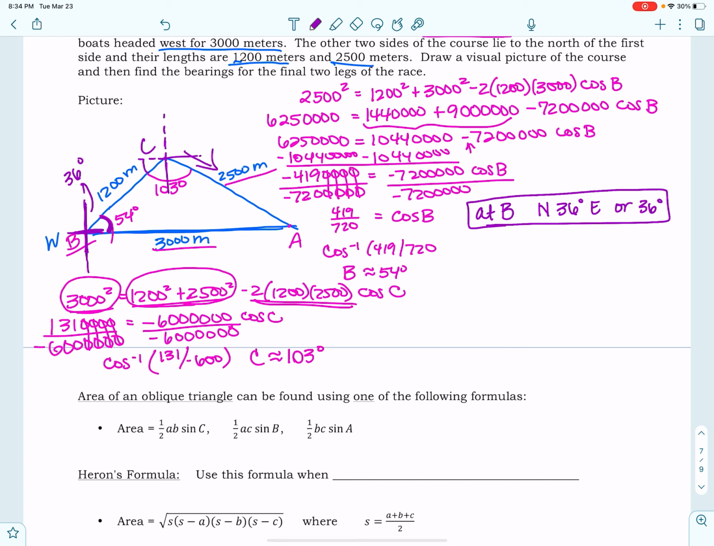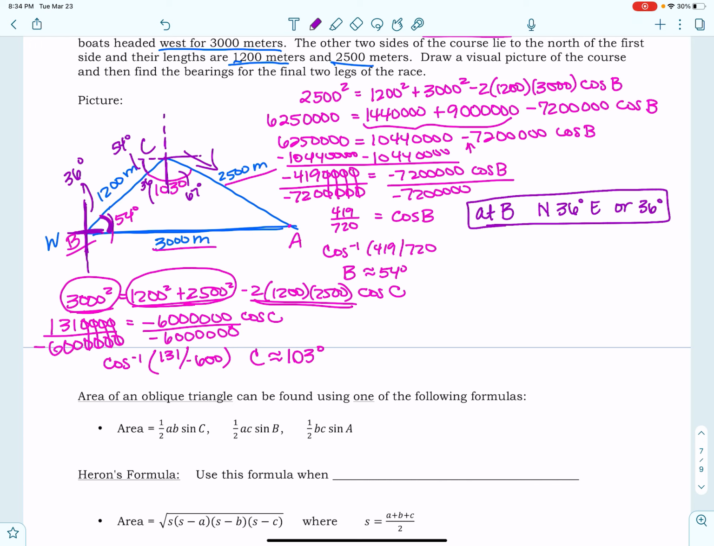So this now is going to be 54 degrees because these are alternate interior angles. And that means that this angle right here is going to be 90 minus 54, so that angle right there is going to be 36. And then we're going to subtract that from 103. And that means that this angle is 67. So you just kind of have to work your way around to figure out what all of these angles are.